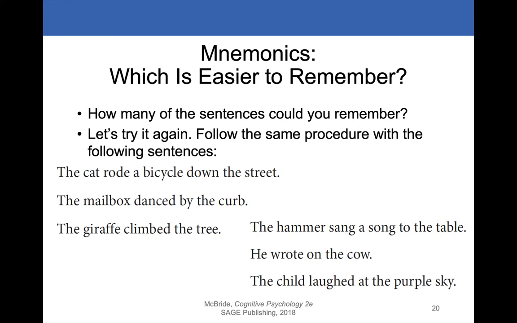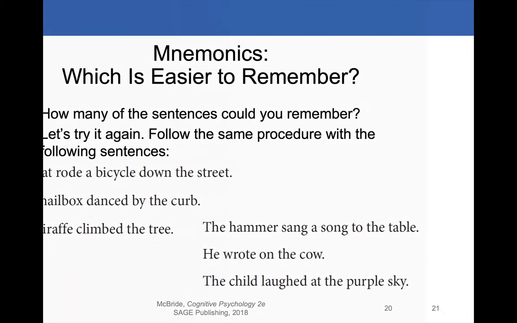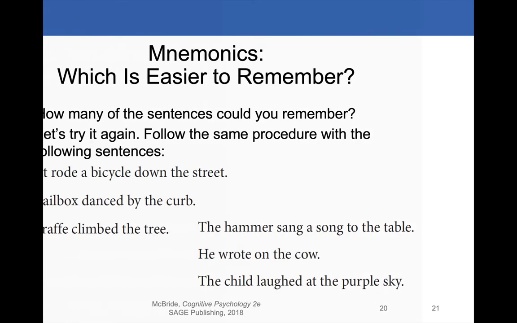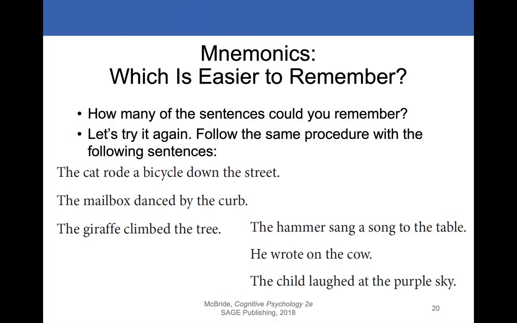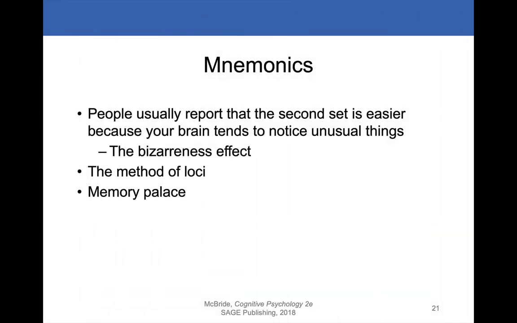And why is it easier to remember? Because of the bizarreness. Things that are unusual stand out. They attract more attention, and therefore they are more easily recalled. This bizarreness effect is very well known. The method of loci can be used more easily when things are bizarre.